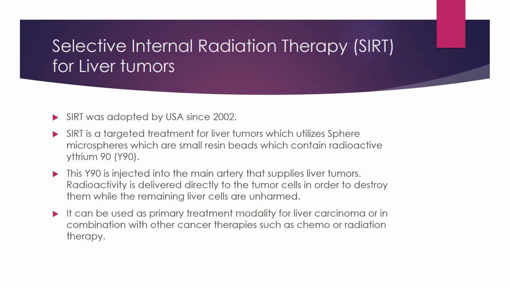This Y90 is injected into the main artery that supplies liver tumors. Radioactivity is delivered directly to the tumor cells in order to destroy them, while the remaining liver cells are unharmed. It can be used as a primary targeted modality for liver carcinoma or in combination with other cancer therapies such as chemo or radiation therapy.